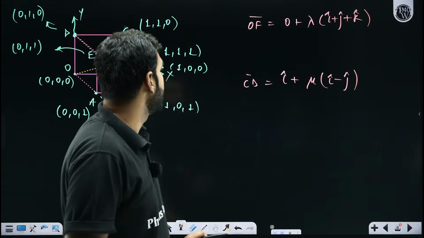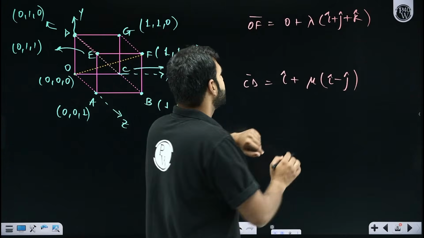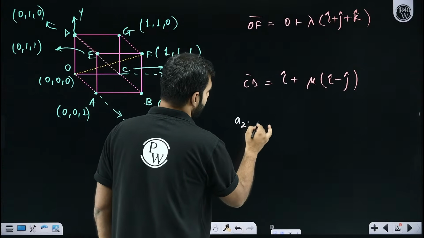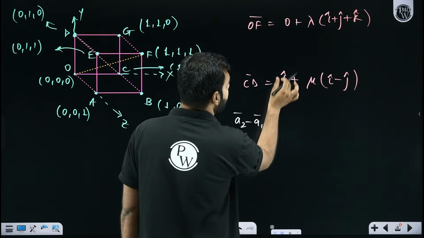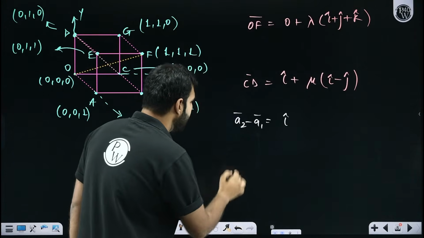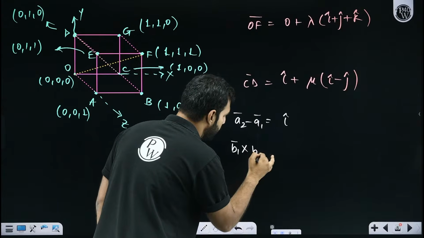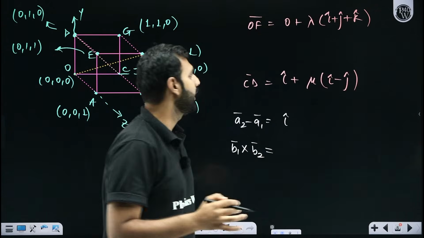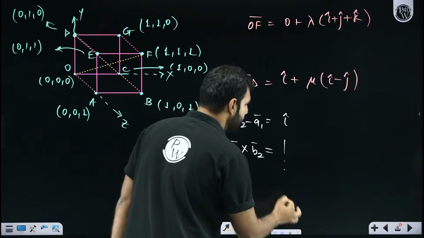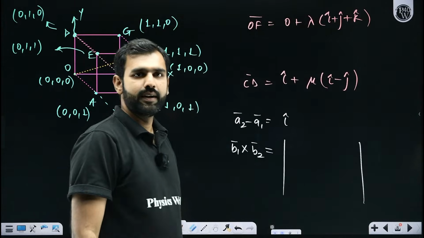Did you get this? Now, here, let us find. I hope you're understanding. This is A1, this is A2. So first of all, find A2 minus A1. If I'm working on A2 minus A1, it will be I cap minus 0 cap, that is I cap. Now, I need one more thing, B1 cross B2. So what is going to be B1 cross B2? This is your vector B1, this is your vector B2. So B1 cross B2 can be found with this determinant form.